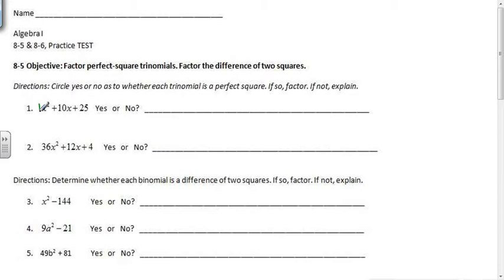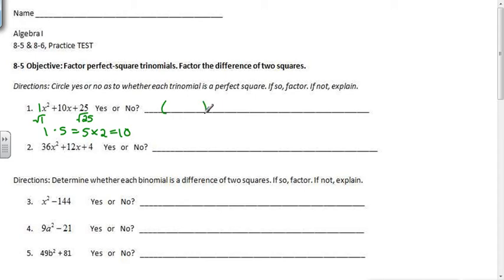So in front of 1x squared is a 1, so you're asking yourself, can I do the square root of 1? 25 is the last term. Can I do the square root of 25? Well, square root of 1 is 1. Square root of 25 is 5. If I do 1 times 5, I get 5. And then I have to double it. Do I get the number in the middle? Well, 5 times 2 doubled is 10, so it did factor.